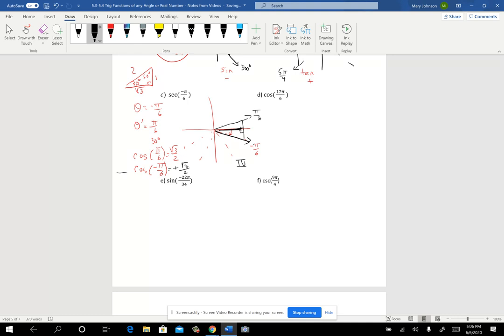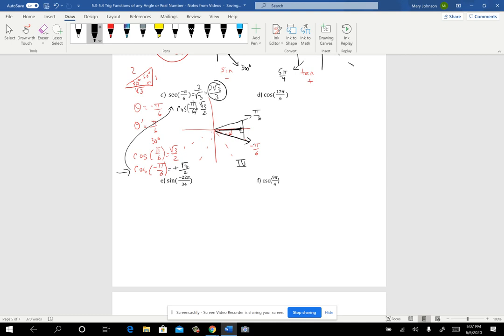So now I'm to the point where I know the cosine of negative pi over 6. Let me pull it up here. So I know that the cosine of negative pi over 6 is square root of 3 over 2. And so secant should be the reciprocal of that, 2 over the square root of 3, and you've got to rationalize that. So that would be your final answer, okay?